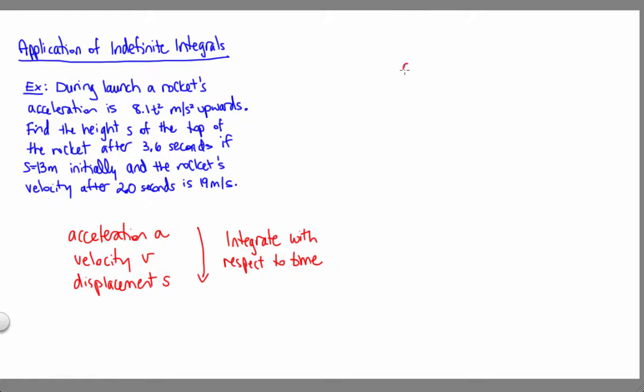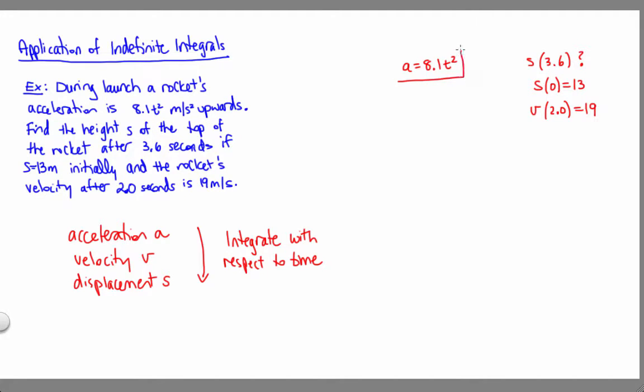We'll be starting with the fact that the acceleration a is 8.1 t squared. We're trying to find the height s after 3.6 seconds, so I'll put a question mark there so we know that's what we're trying to find. We know that s initially is equal to 13 meters, so s of 0 is equal to 13. We also know that the velocity after 2.0 seconds is equal to 19 meters per second, so v of 2.0 is equal to 19. And that way we've pulled all the information out of the question.